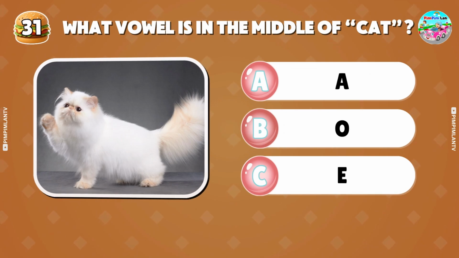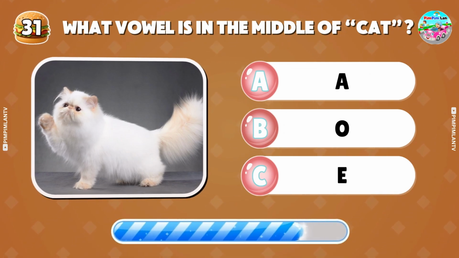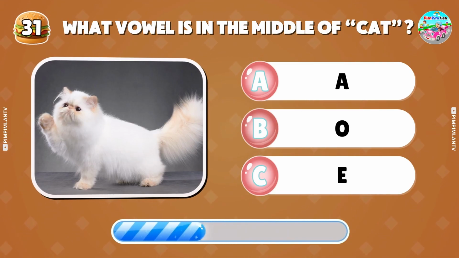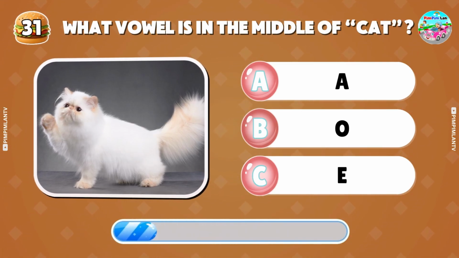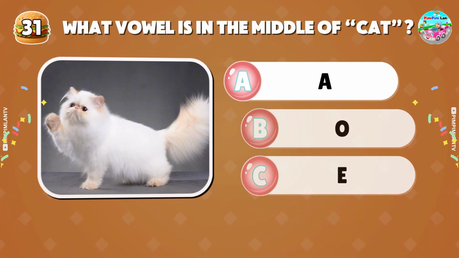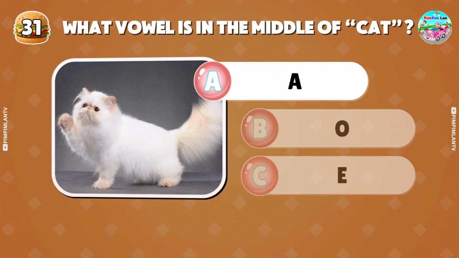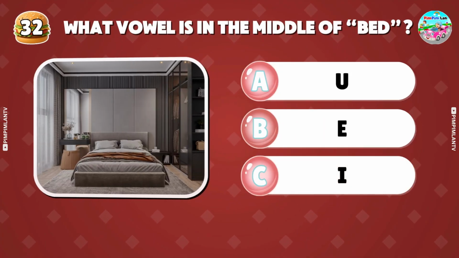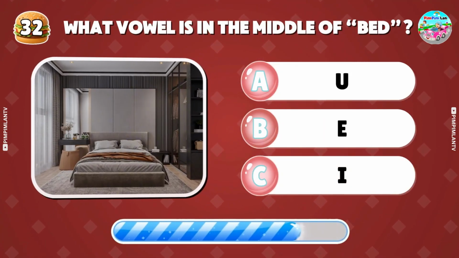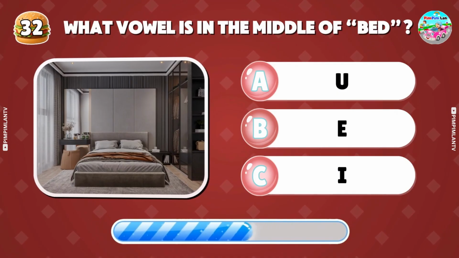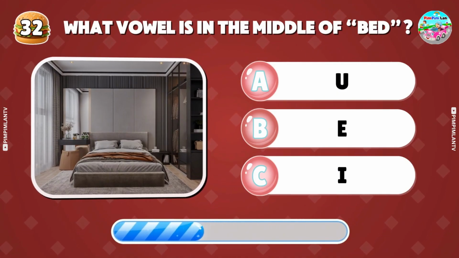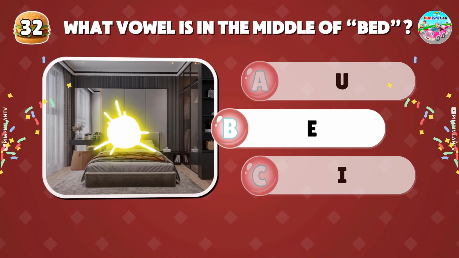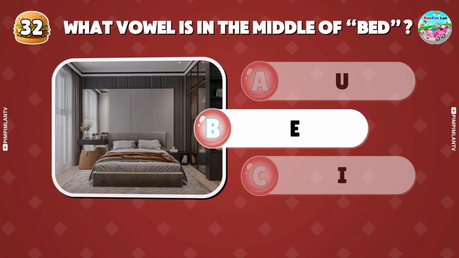What vowel is in the middle of cat? Correct. A sits right in the heart of cat. What vowel is in the middle of bed? E is tucked in the center of BED.